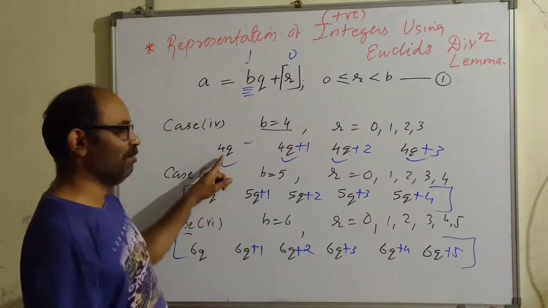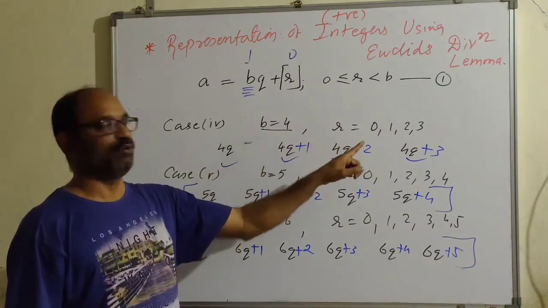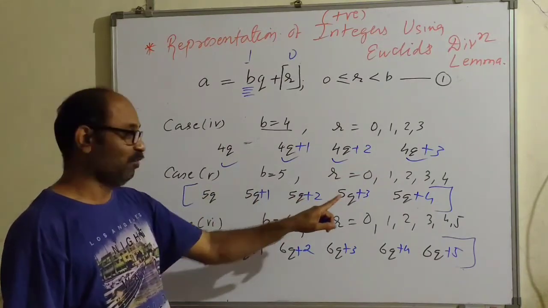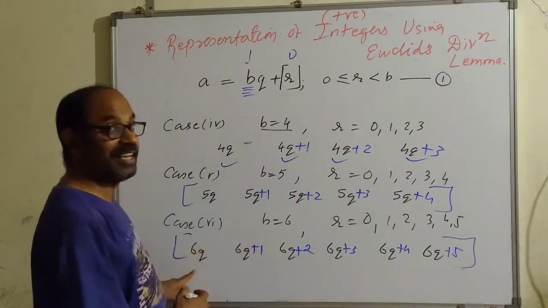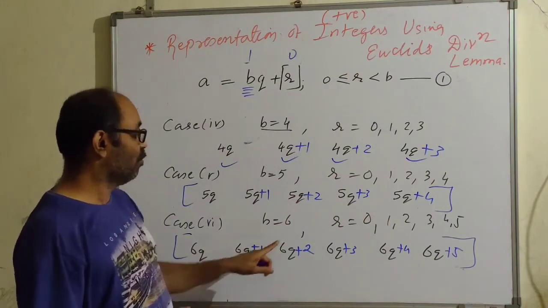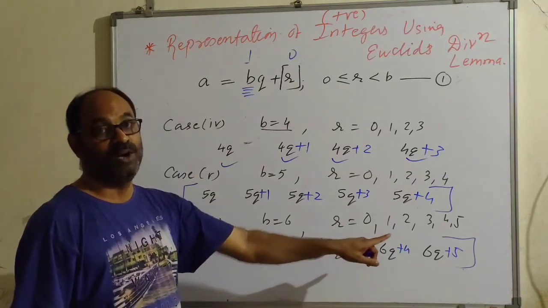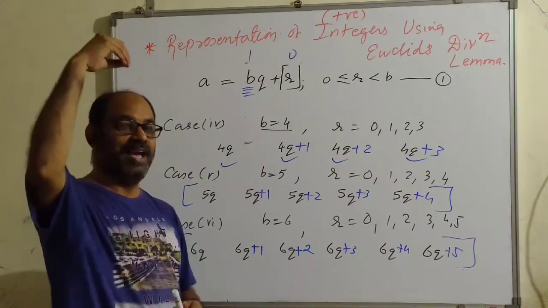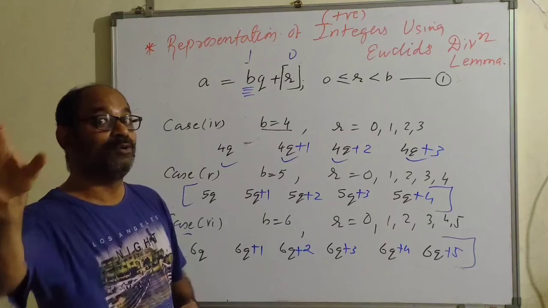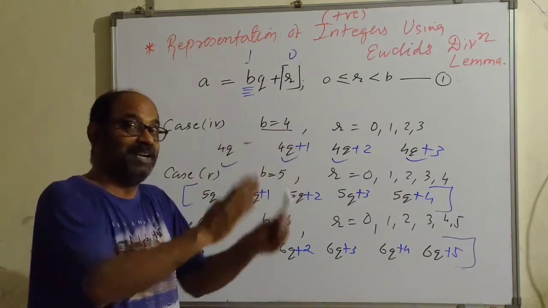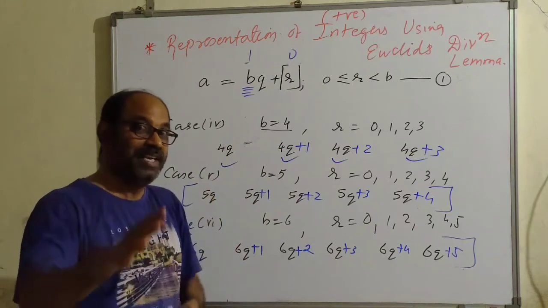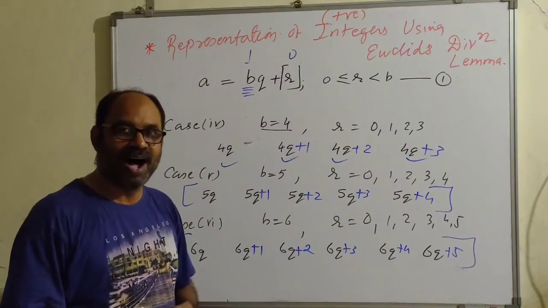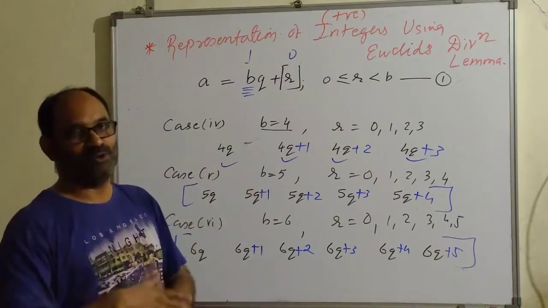That means any integer can be represented by 4Q, 4Q plus 1, 4Q plus 2, 4Q plus 3. Any integer can be represented by 5Q, 5Q plus 1, 5Q plus 2, 5Q plus 3, 5Q plus 4. Any integer can be represented by 6Q, 6Q plus 1, 6Q plus 2, 6Q plus 3, 6Q plus 4, 6Q plus 5. In the first case any integer can be represented by Q. In the second case any integer can be represented by 2Q and 2Q plus 1. And 2Q is the basic form to represent even numbers, and 2Q plus 1 is the basic form to represent odd numbers. Third case, any integer can be represented by 3Q, 3Q plus 1 and 3Q plus 2.